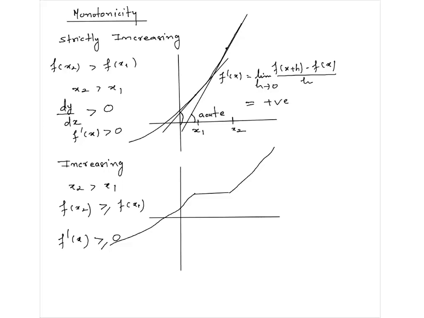But if we say, generally speaking, the function is always increasing or always strictly increasing, then it means we are referring to the domain of the function. In the domain of the function it is strictly increasing, or in the domain of the function it is just increasing.